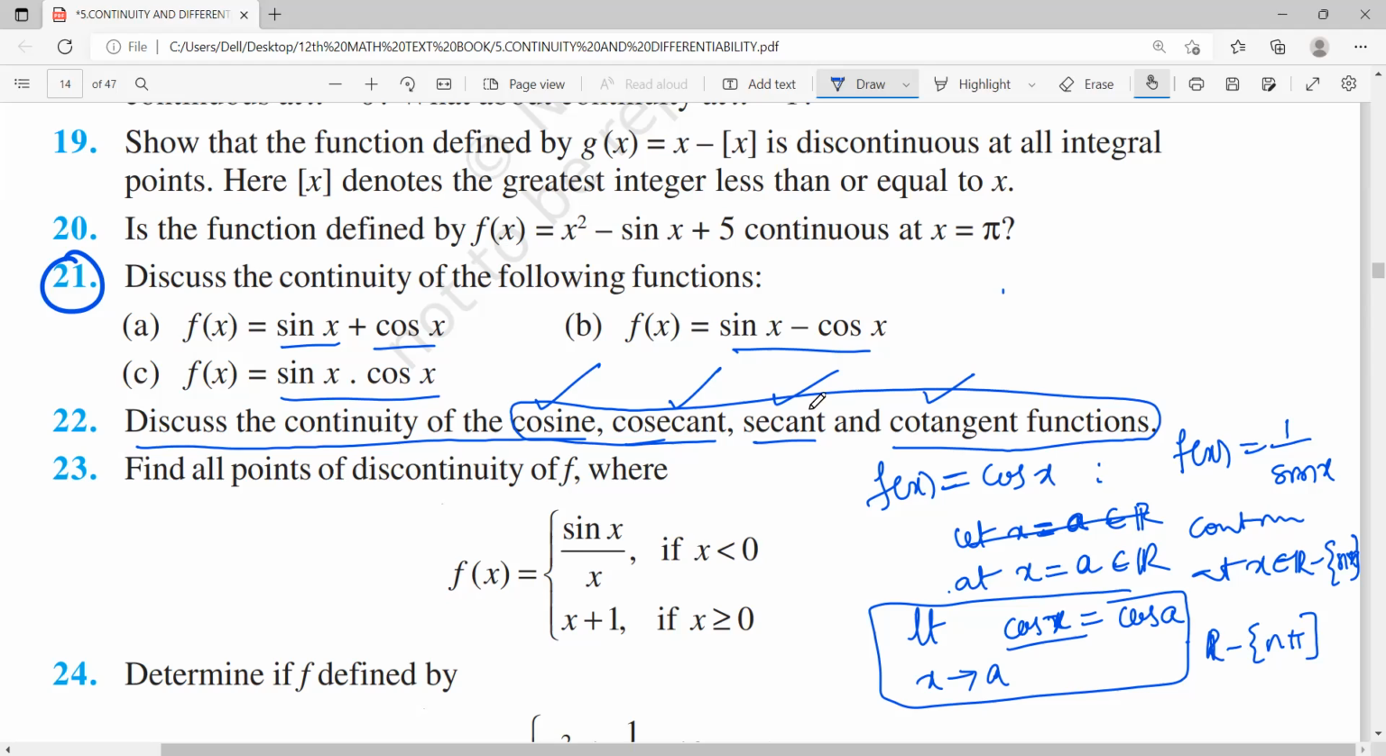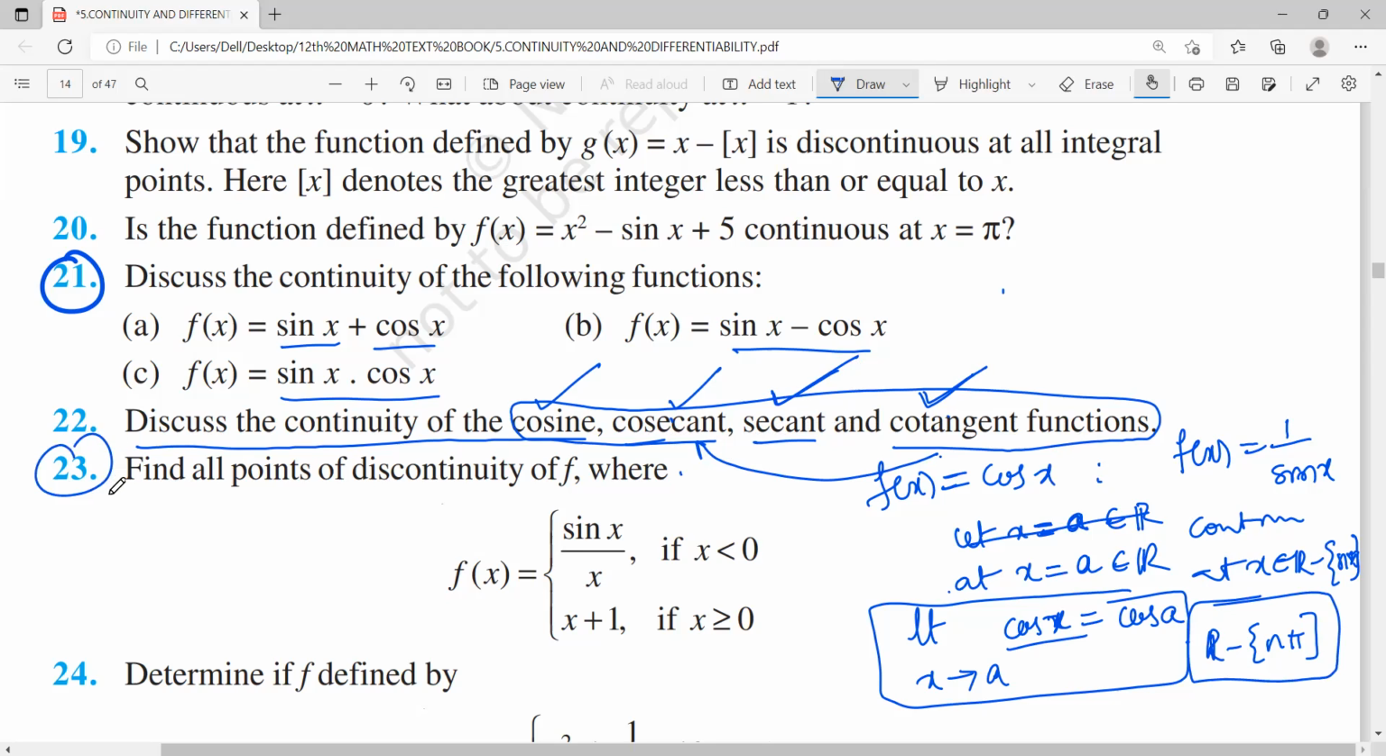Similarly, secant is discontinuous at odd multiples of pi by 2. Cot is like cosecant because cos by sin has sin in the denominator. Anyway, these are continuous functions only. Cosecant is continuous, secant is continuous, but only on their domains. So you should know the domain.